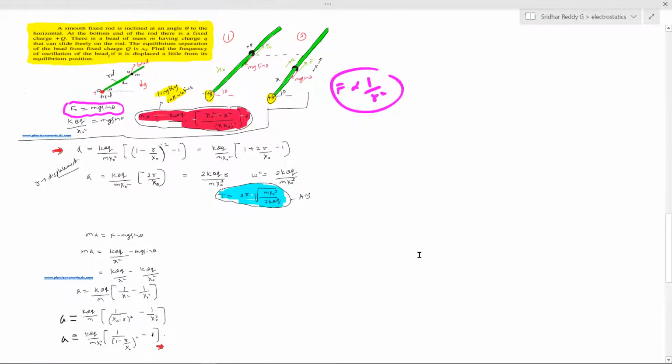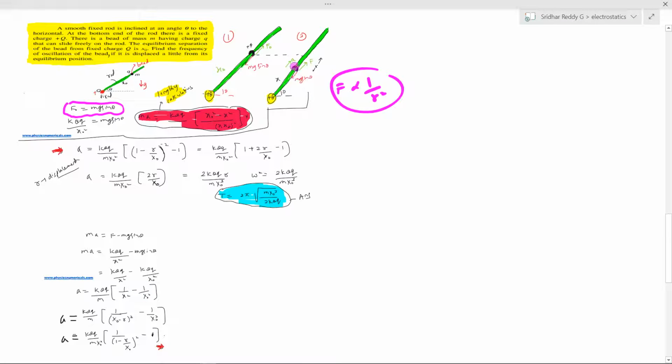I think you are able to see the complete problem. Look at here now. So ma is equal to F minus mg sin theta. What is ma and what is further F for this position? F is kQq by x square minus mg sin theta. So what is mg sin theta? It should be equal to kQq by x naught square. Substituting that, 1 by x square minus 1 by x naught square.